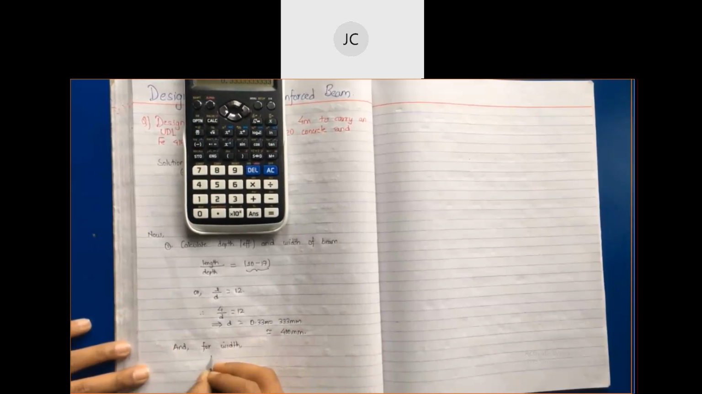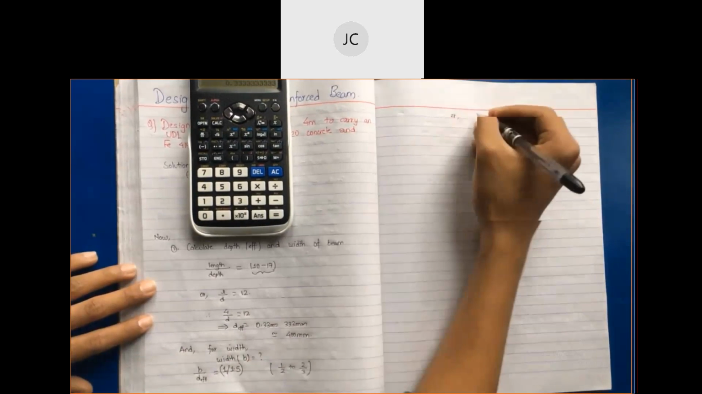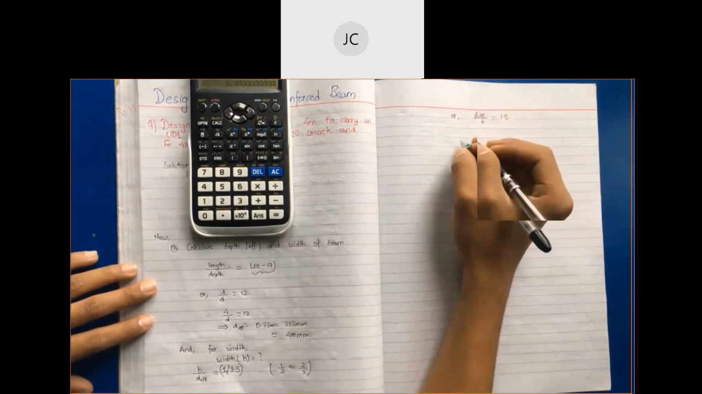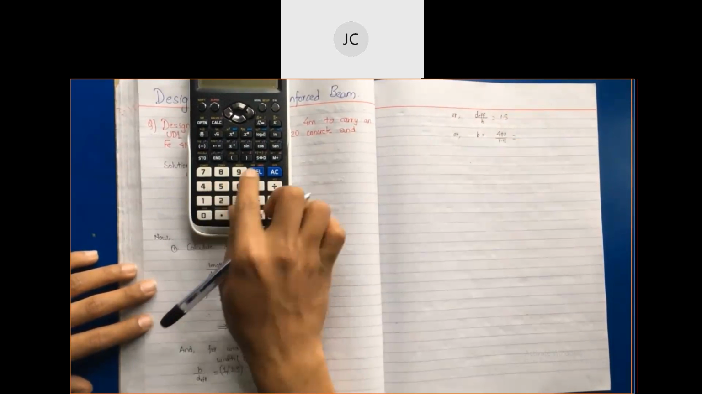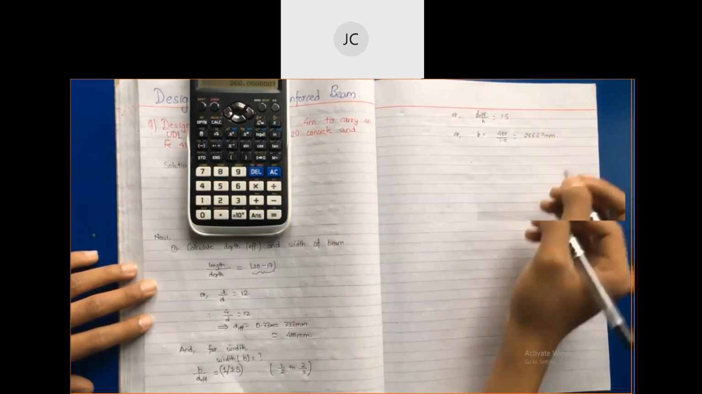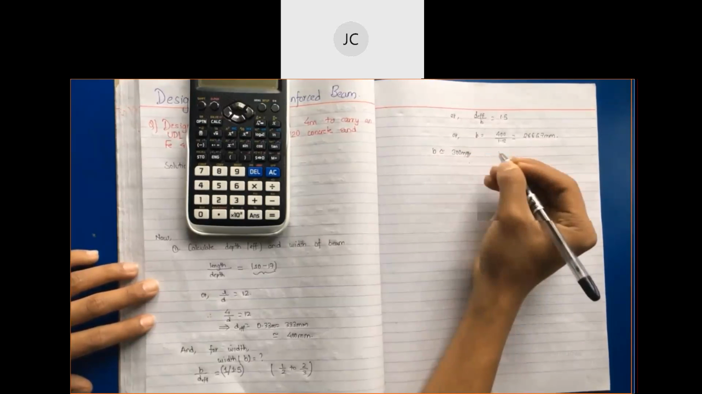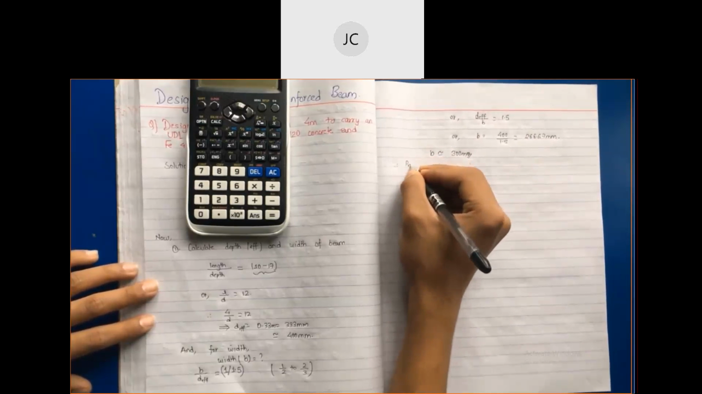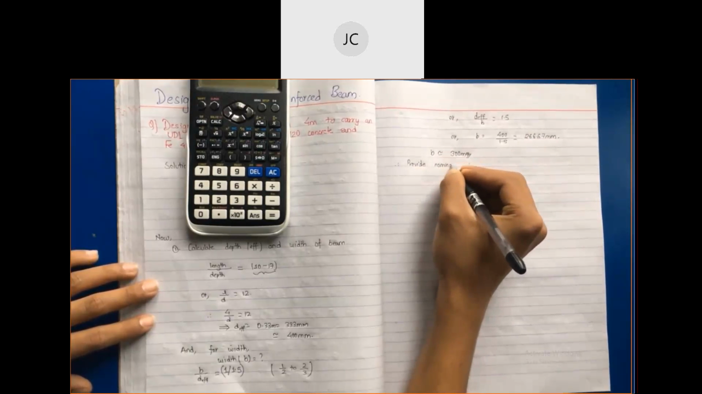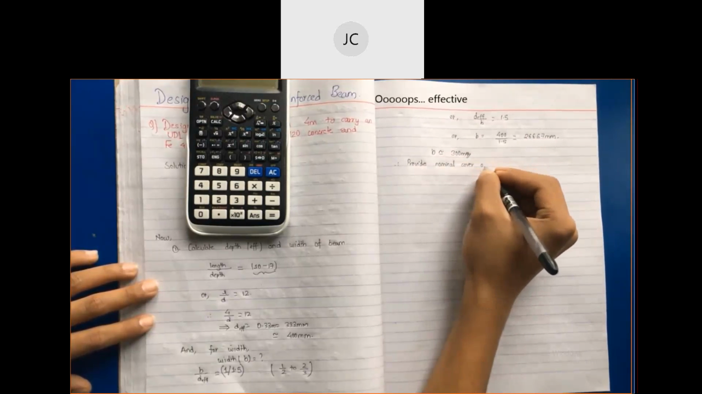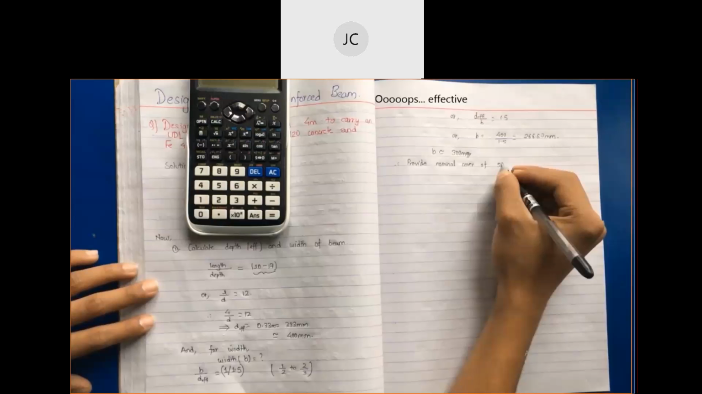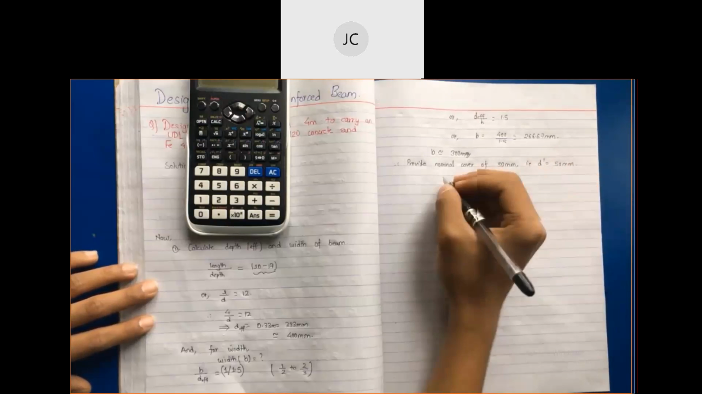L by D ratio they have assumed as 12. It should be 10 to 17. So L is given as 4 meter. If you assume L by D ratio is equal to 12, you can find out the effective depth, which they got as 333, but they approximately assumed 400 millimeter for easy calculation. You can assume this effective depth as 350 millimeter also.